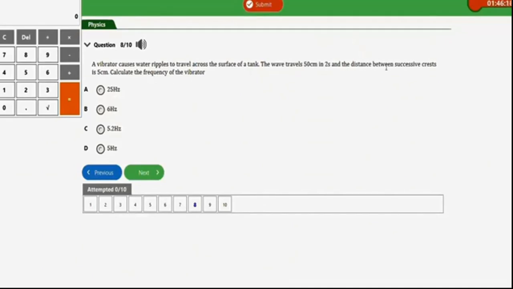Now, this distance between the successive crests is basically the wavelength. Alright, so to solve this kind of problem, this is the formula you apply. We are looking for what? The wavelength and the distance. Calculate the frequency. So to get the frequency, we are going to use this formula, the speed over wavelength. That's the formula we can use to solve the problem.